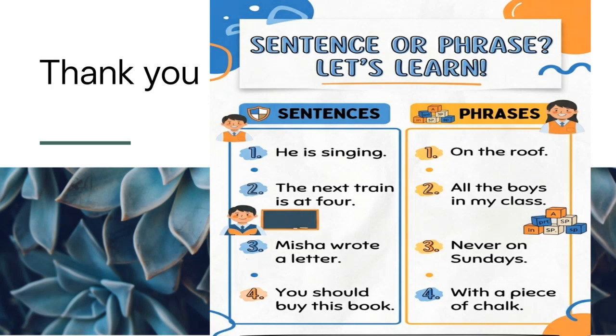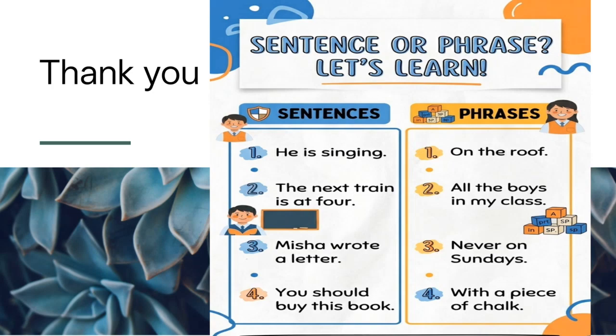But if I say the cat is in the kitchen, this is a complete sense. It has a subject, the cat, a verb, is, and it makes perfect sense. The next train is at 4. This sentence also has its own meaning.